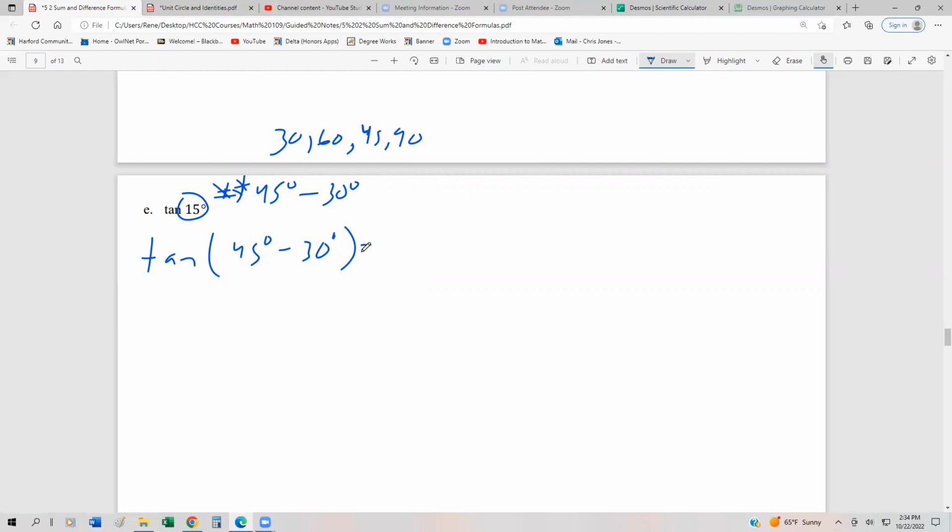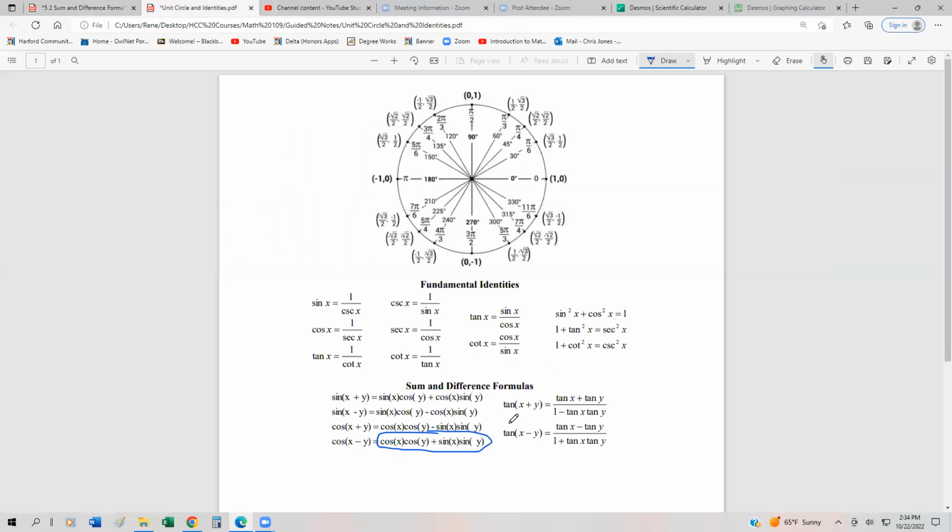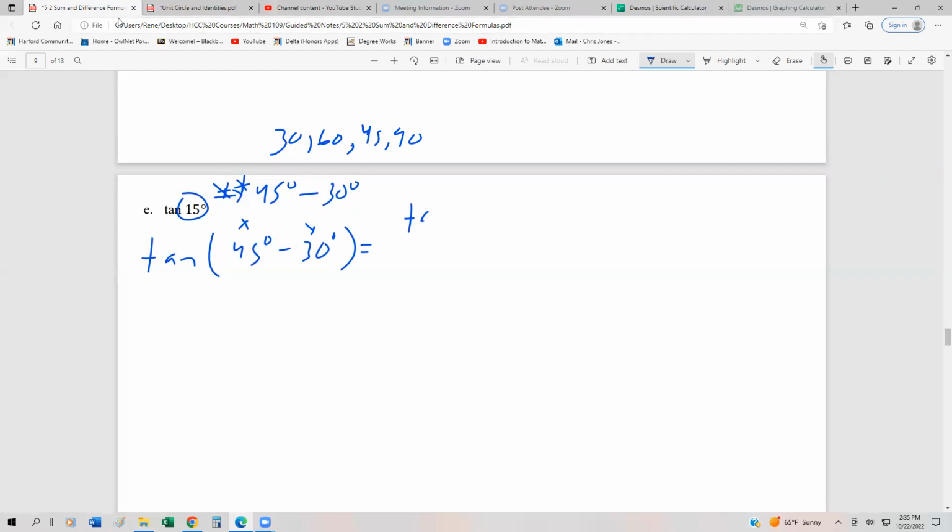All right, so let's look at our formula sheet. We need a tan of x minus y, where x is 45 and y is 30. And so in our formula sheet, if we have tan of x minus y, that's going to be tan x minus tan y over 1 plus tan x tan y. So that's going to be tan of 45 degrees minus tan of 30 degrees divided by 1 plus the tangent of 45 degrees times the tangent of 30 degrees.